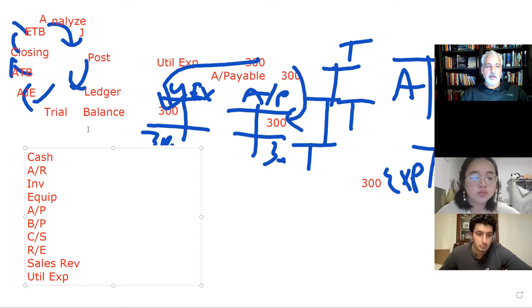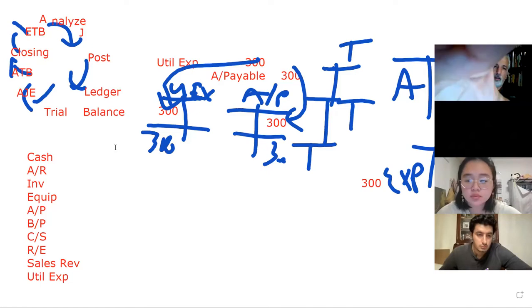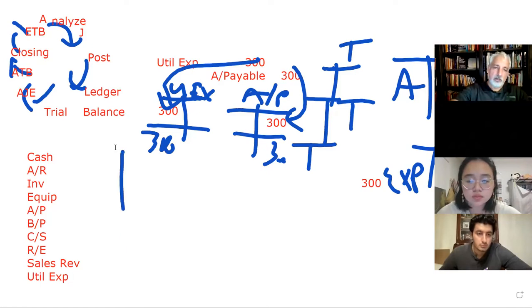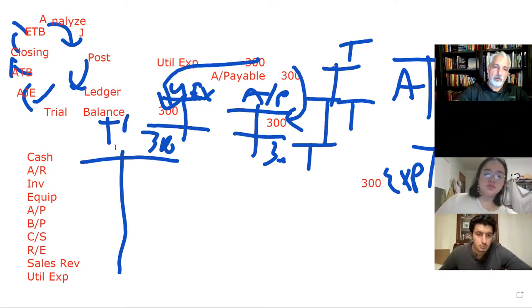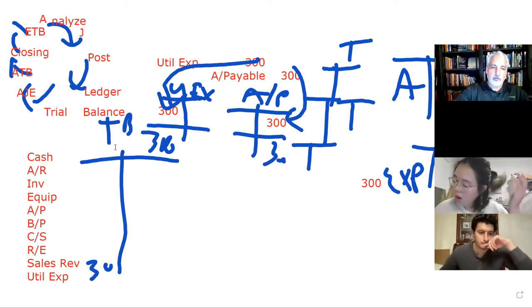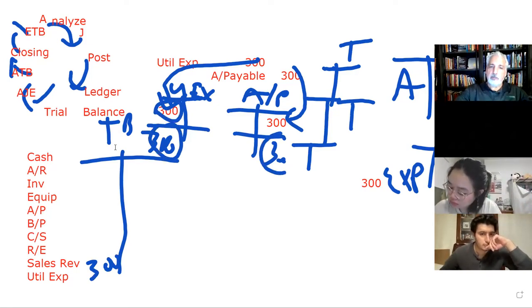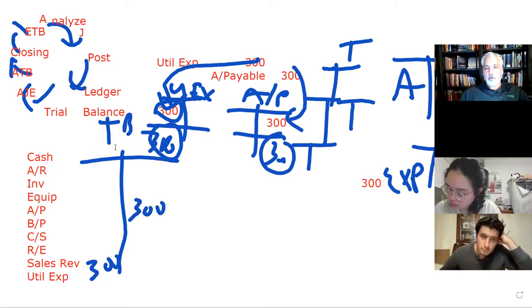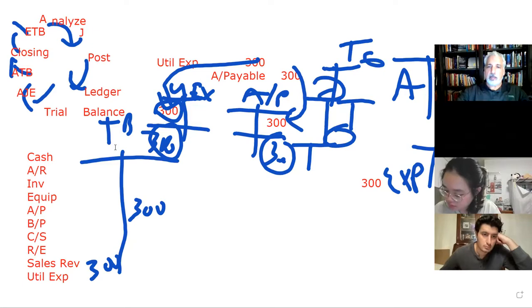But then I'm going to take the T account numbers and on my trial balance, I'm going to throw my $300 in utility expenses as a debit here, which is that number. I'm going to make my 300 accounts payable and put it here. So there's my trial balance. And I'm going to have every account, every subtotal, whether it's a debit balance or credit balance, thrown into my trial balance.